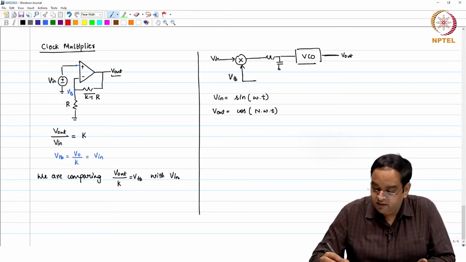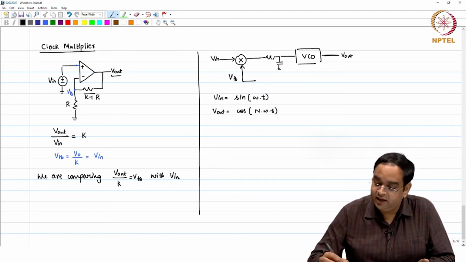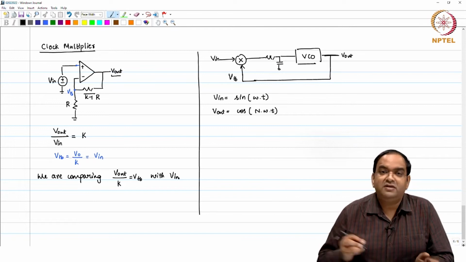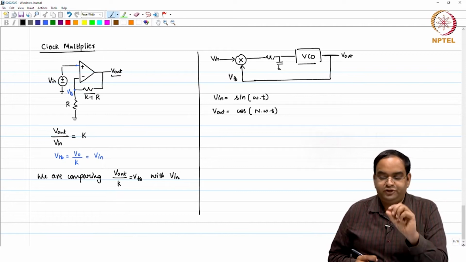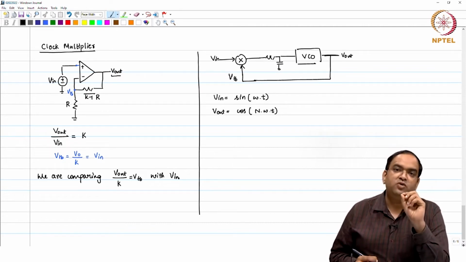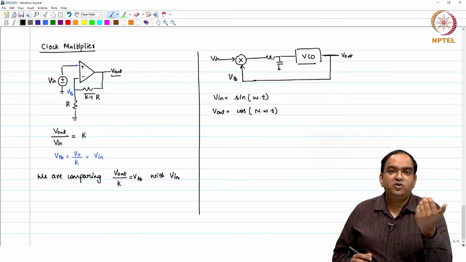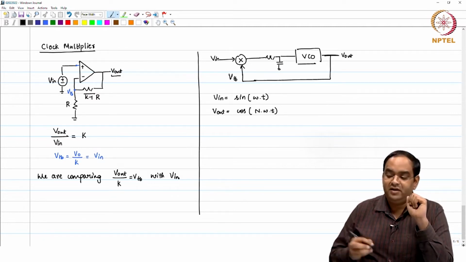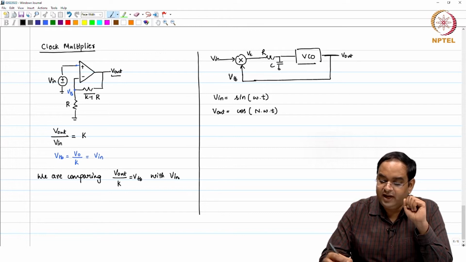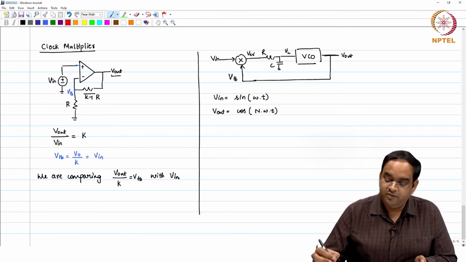If I connect it like this, the way we have been connecting it, we have seen the loop is going to force your output frequency to be equal to the input frequency, because that is what the loop will do. If it does not do that, then the phase error will keep on changing, and you will never reach any steady state. So that is not going to happen here. If we want the output frequency to be n times the input frequency, we cannot make this connection.